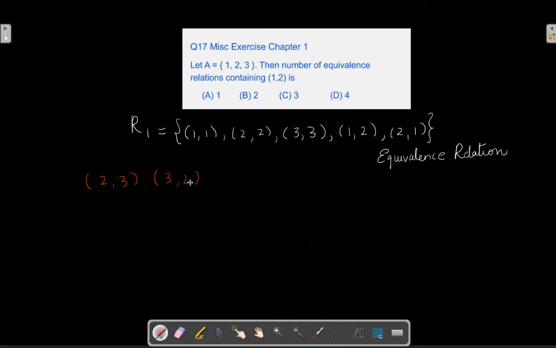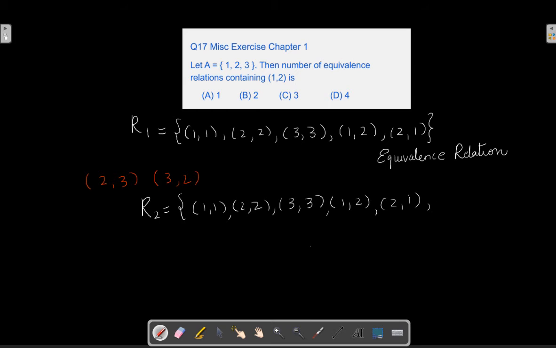But the moment I do that, do I also need to keep something in mind? Think about it. Give a little pause to the video and figure out what is the missing component for this new relation, which I am going to call R2, to be an equivalence relation. Hope you did consider. So suppose I write R2 to be 1, 1, 2, 2, 3, 3. These elements have to be there. Also 1, 2 and 2, 1.